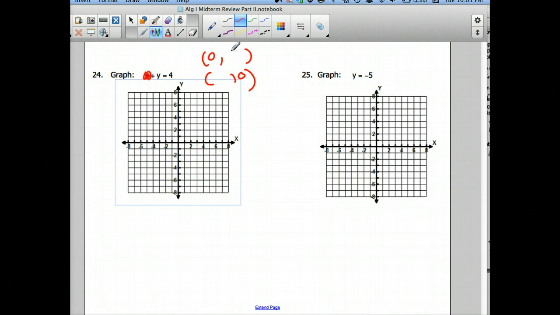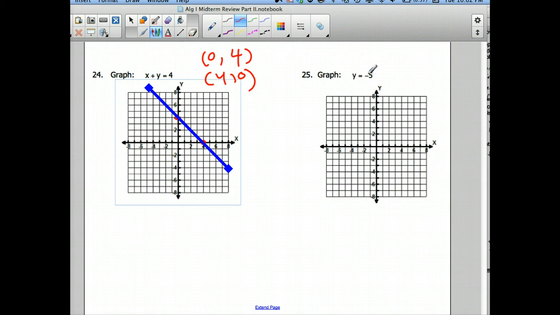equals 4. And if y is 0, I cover up the y term. It gives me x equals 4. So I'm going to plot those two points, 0, 4 and 4, 0. And the line through those is this. Bam. Those should actually be arrowheads, not big blocks or whatever that is.